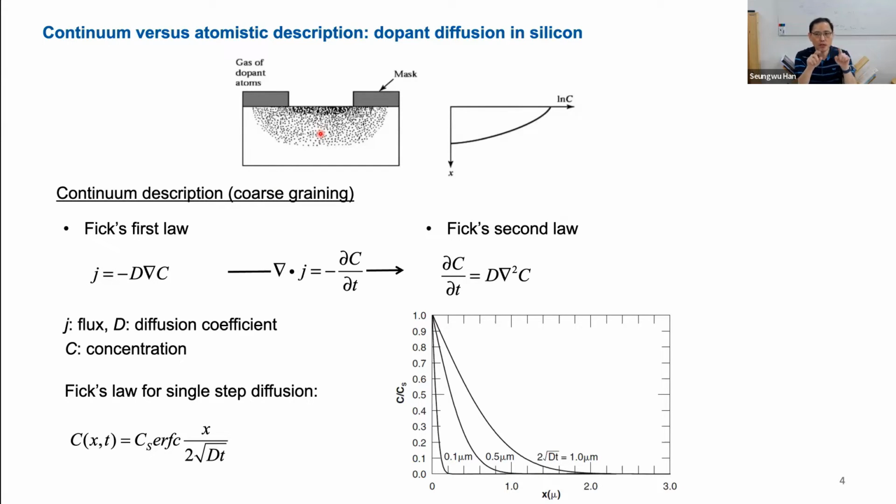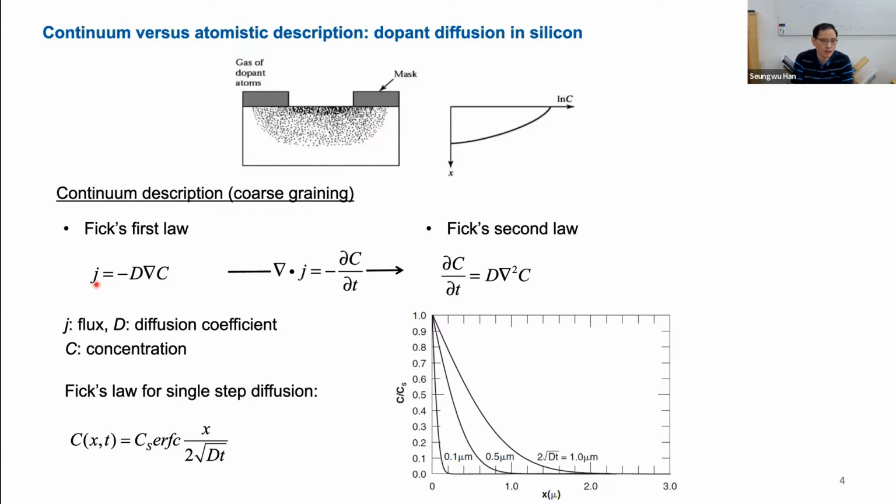But in a continuum description, we want to average out. At a certain spatial position, we average the concentration of the dopant and assign a continuous function. Although in reality it is not continuous, we can approximate it as a continuous function, the concentration as a function of the depth.